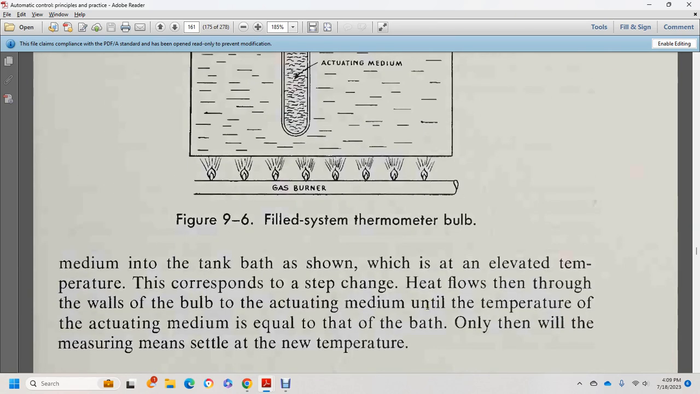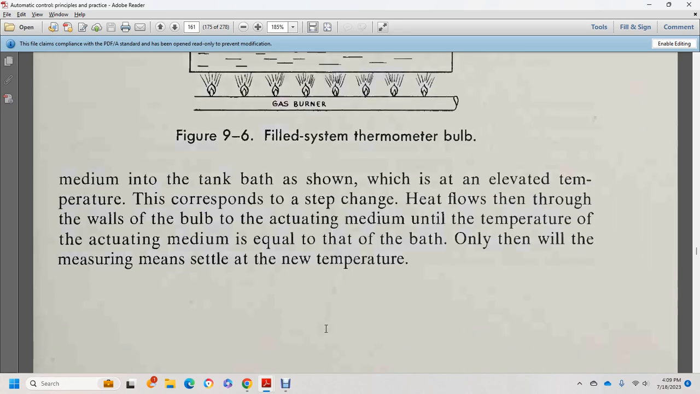The medium in the tank of the bath is shown at an elevated temperature, corresponding with the tip of the chamber. The heat flows through the wall of the bulb to the actuating medium until the temperature of the actuating medium is equal to that of the bath. Only then will the measuring means indicate the new temperature.